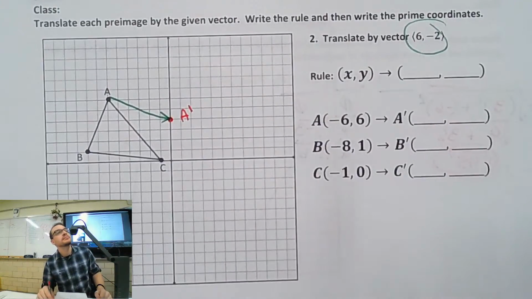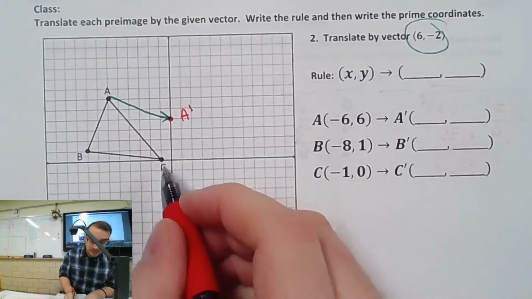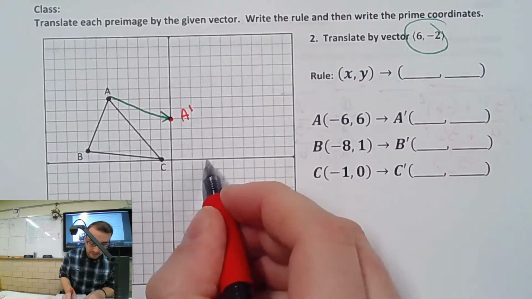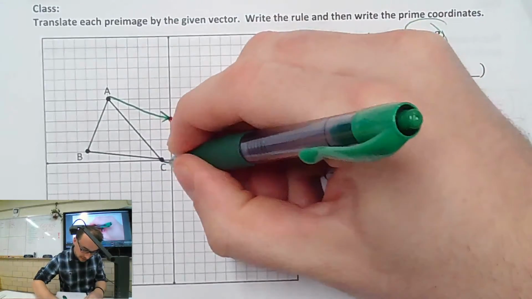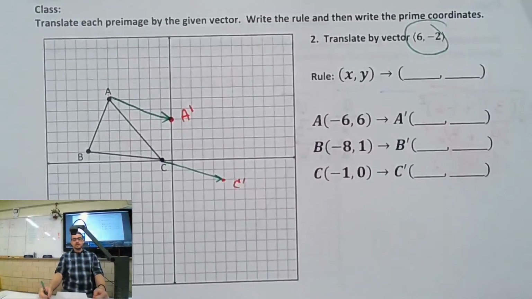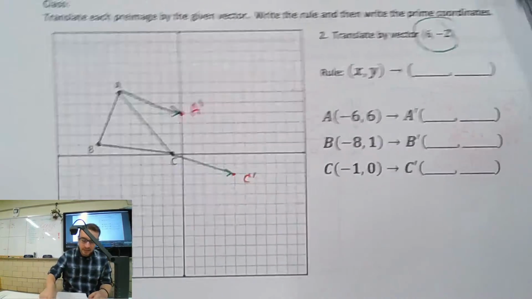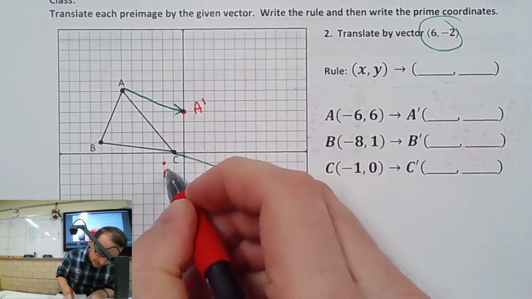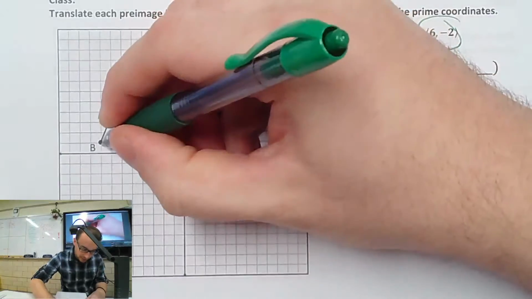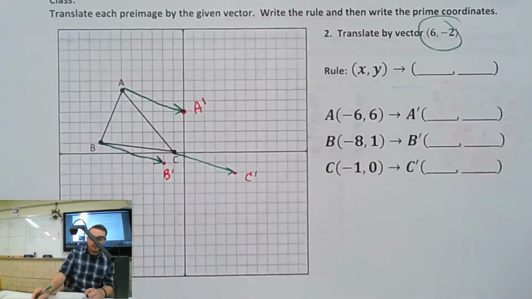So would the rule just be y plus 6? Oh, we're going to get there, but you're ahead of me. Yes, absolutely. So we do the same thing to C. 6 to the right, 1, 2, 3, 4, 5, 6, and 2 down. That's C prime. Notice they're all the same vector because they're 6, negative 2, right? Again, you can copy and paste that vector wherever you want. Vectors are movement. B is 6 to the right, 1, 2, 3, 4, 5, 6, and 2 down. So there's B prime. Our vector is that. They're all the same vector, just copy and paste it, moving everything.